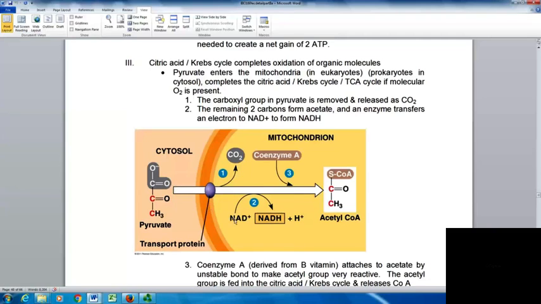You're also going to move some electrons, so you'll have NAD plus be converted into NADH here. What you end up with is this 2-carbon molecule that will join with coenzyme A to make acetyl-CoA. Acetyl-CoA will be ready to move on to the next step, the citric acid cycle or the Krebs cycle.